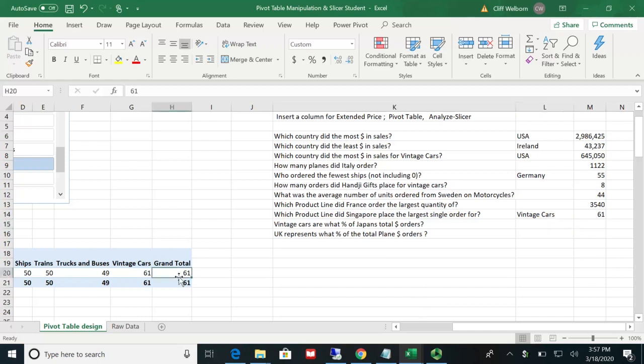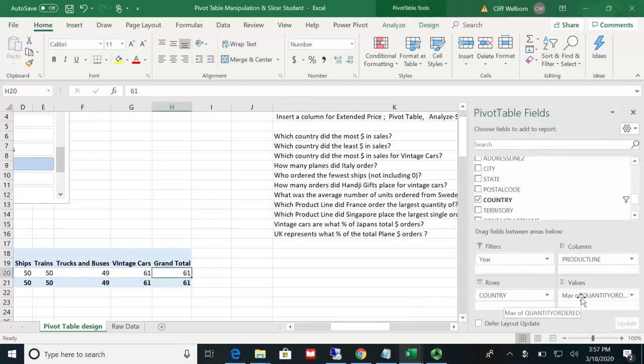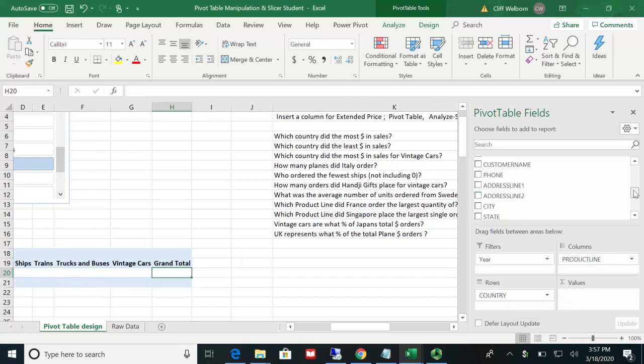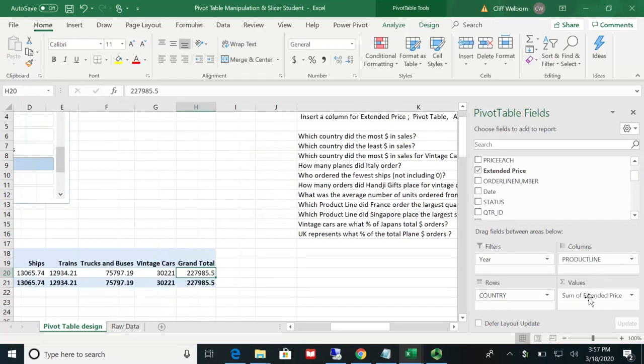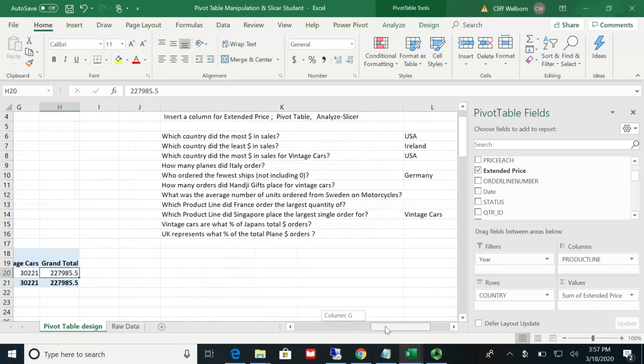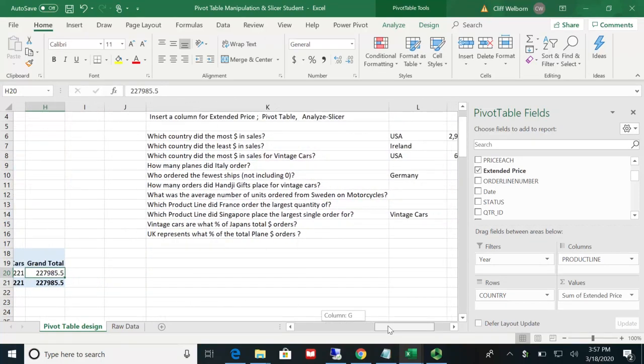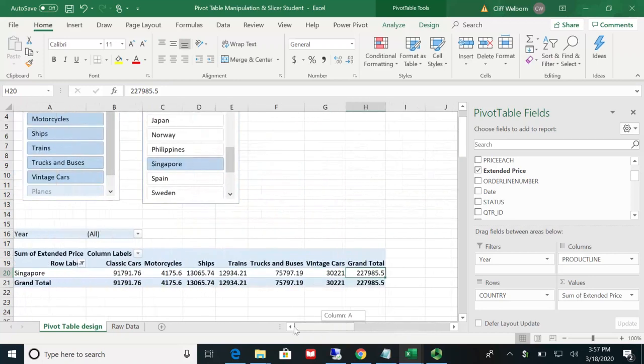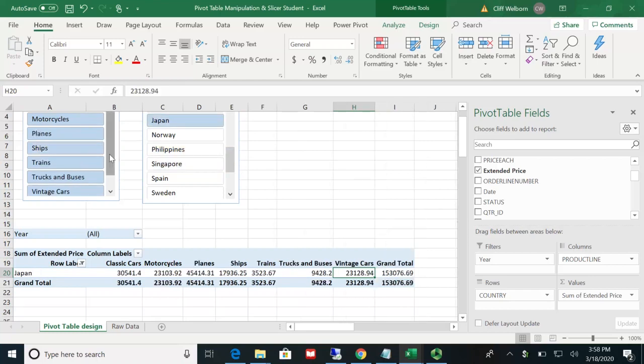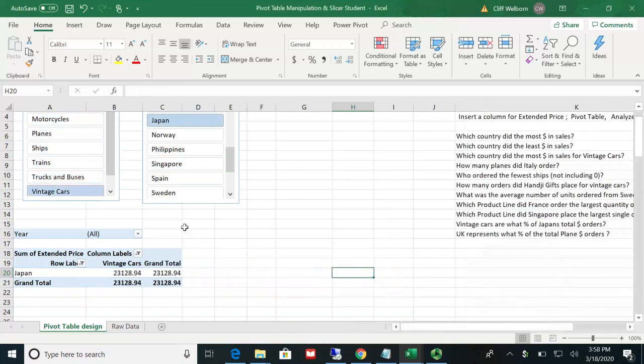So, all right, I know one thing is that I don't want order quantity anymore. I want that extended price again. And when they're talking about totals, they want the sum. So there we go. And let's make sure we know what they're asking us. Vintage cars, what percent of Japan's total dollars? All right, so I only want Japan, and I only want vintage cars.